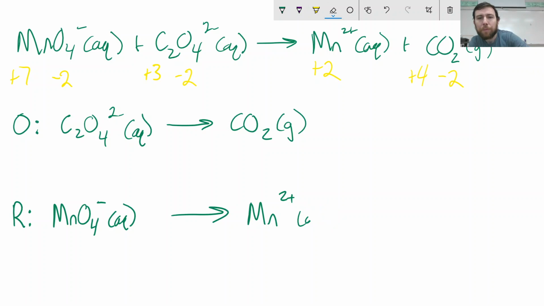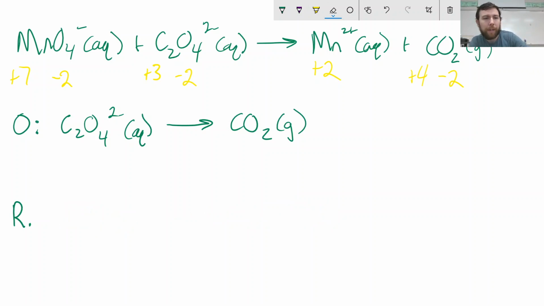So we erase the reduction half reaction. We'll come back to it. So now we want to balance the oxidation half reaction. Well, so I'm looking at this. Remember, the rules state you want to balance your atoms first, and you want to balance things other than oxygen and hydrogen first. So I'm looking, and it appears that there are 2 carbons on the reactant side. There's only 1 on the product side. So what I need to do is add in a coefficient of 2 in front of my carbon dioxide.